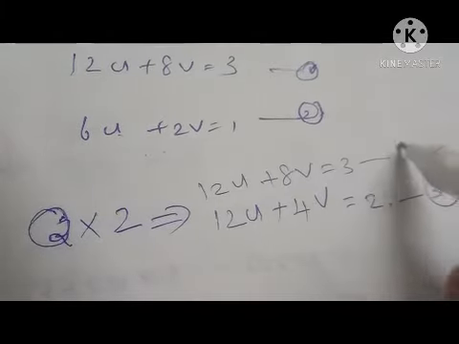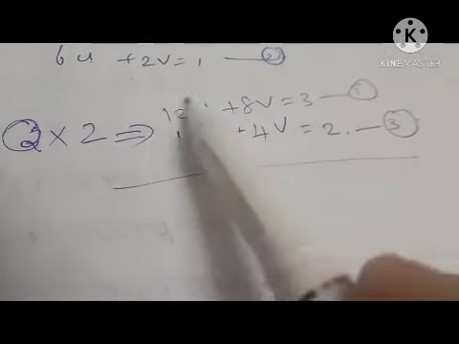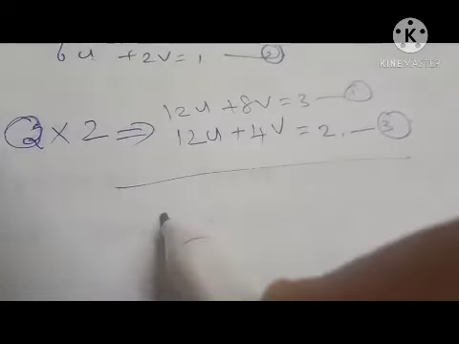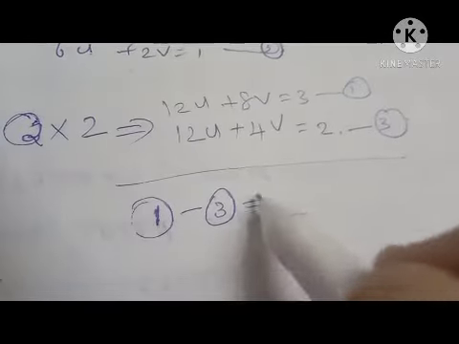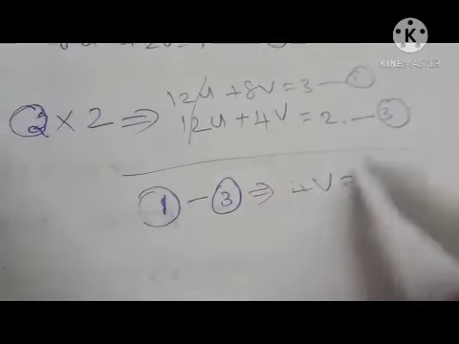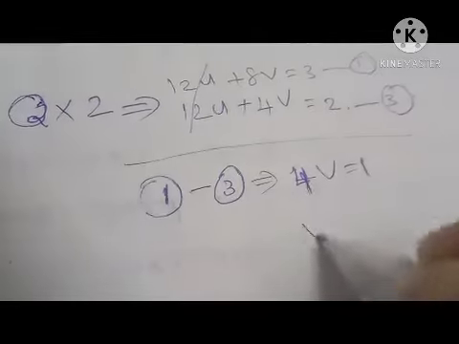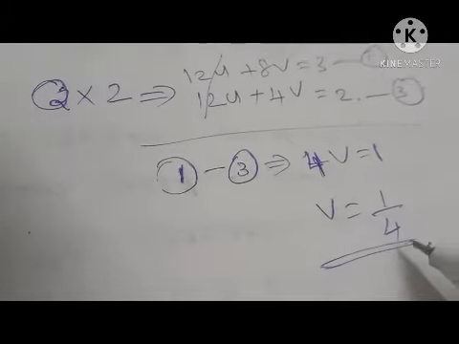Okay. Now we have to do the calculation. Here when we subtract these two equations, then this terms will be eliminated. So we can subtract them. Here I subtract equation 1 minus 3. Then this will be 0. Then 8v minus 4v is 4v. 3 minus 2 is 1. Okay. Then v equal 1 by 4.